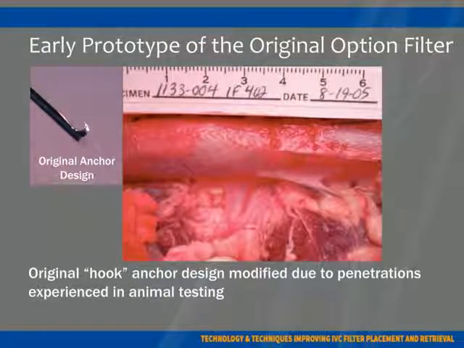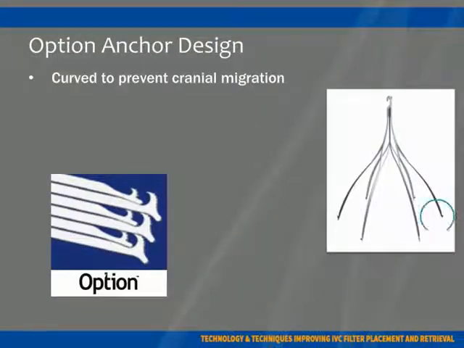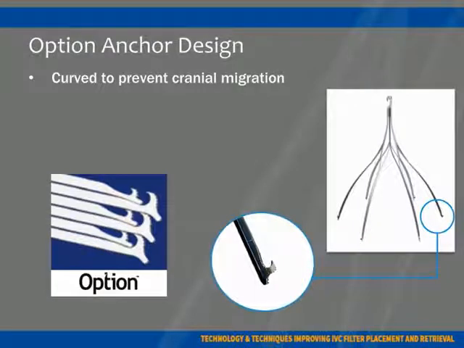The Option filter originally came out with a hook that was modified so that the hook would allow good penetration into the caval wall, but not deep penetration, and would allow retrievability. We'll get into some of the issues that have come up with that. So the hook is curved, so it prevents migration cranially, right? If you get a little caudal migration, that's not the end of the world, which we see with all filters in varying amounts, but it's the cranial migration that matters.